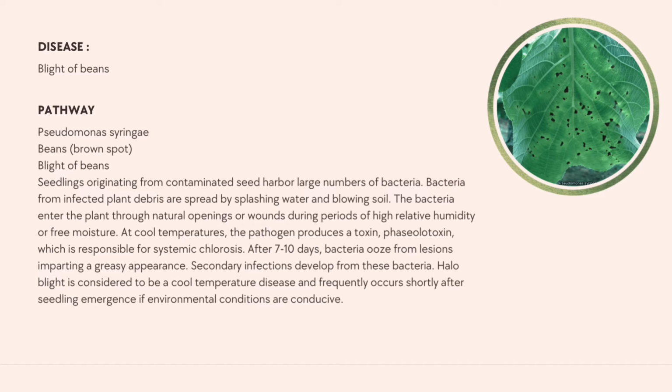At cool temperatures, the pathogen produces a toxin, phaseolotoxin, which is responsible for systemic chlorosis. After 7 to 10 days, bacteria ooze from lesions, imparting a greasy appearance.